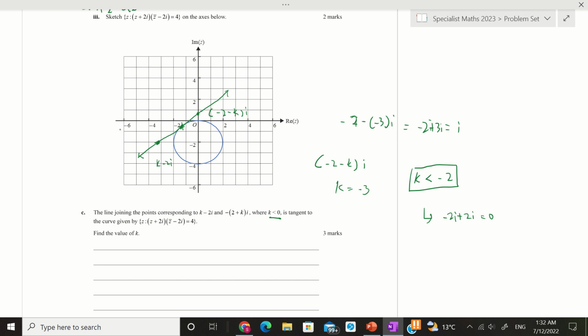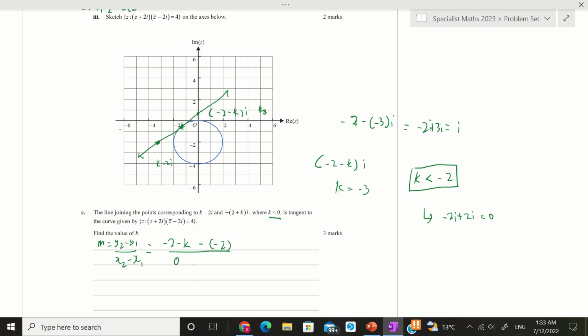So first let's find the gradient of the line. m would be y2 minus y1 on x2 minus x1. We can call this point y2 and the other one y1. So I can say minus 2 minus k, so that's y2, minus y1, and y1 in this case is minus 2, so minus 2 minus k minus 2, on x2 minus x1.